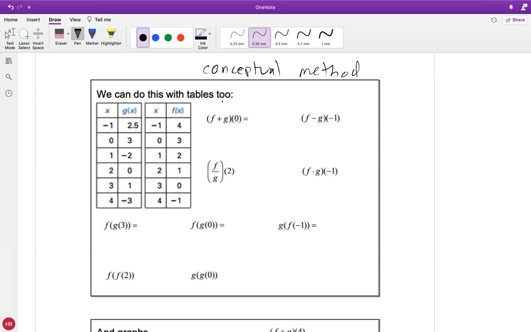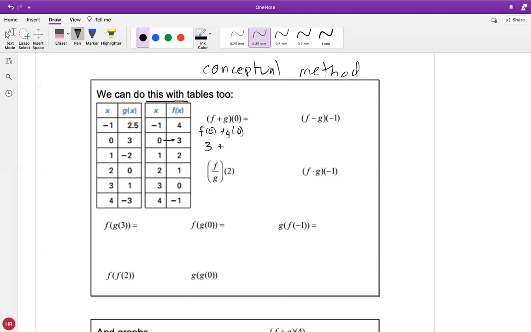But that's okay. Remember, f plus g of 0 means f of 0 plus g of 0. And I can find f of 0 by using the table for f, which is this one. This means when x is 0, what is f? So I go to where x is 0. It's right here. And then I go over, when x is 0, f is 3. So f of 0 is 3.